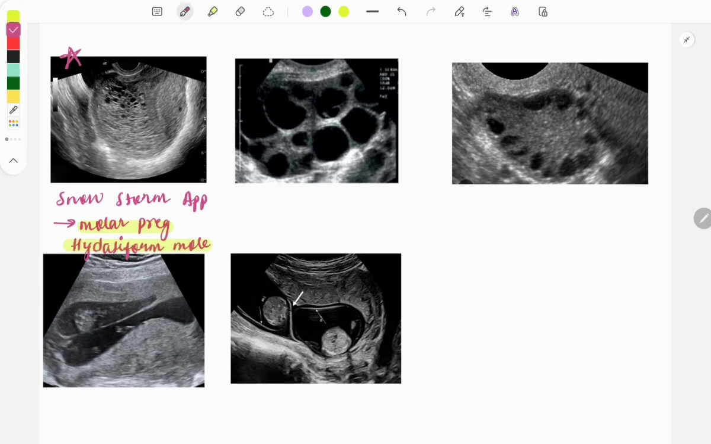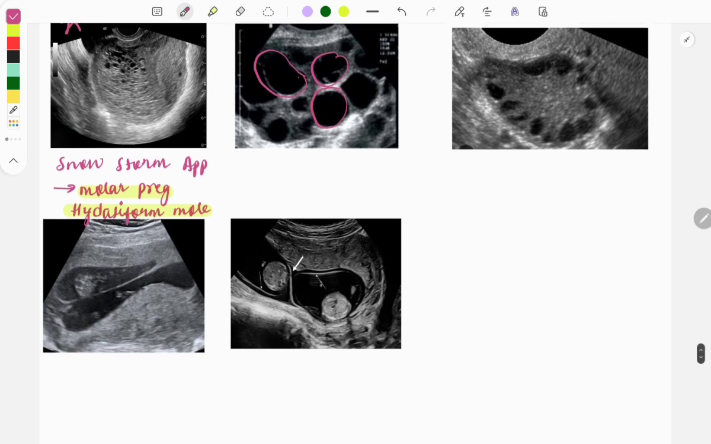Then moving on to the next image, as you can see here in this image, the follicle size is increased. The follicle appears bigger than normal, and this classical finding is seen with ovarian hyperstimulation syndrome, and it is usually seen when we give IVF treatment. So this is also asked as a one-liner, and this image is also important.